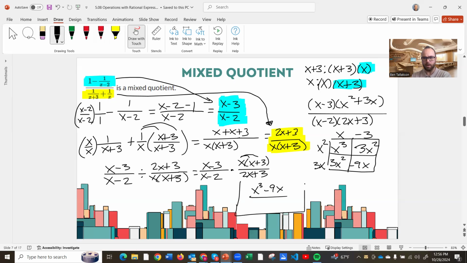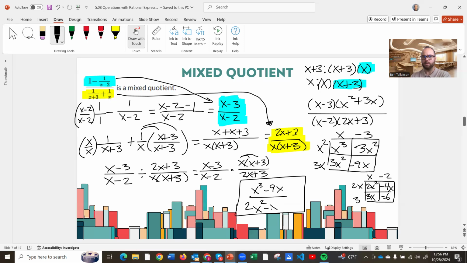Let's see what happens on bottom. We need to multiply this denominator. And we're running out of space, so we'll use a little box here. We have x minus 2 and 2x plus 3. Here we go. So we get 2x squared. 3 minus 4, well, that's -1. And then we have our minus 6. That is our most simplified answer. Doesn't look too simple, does it? But that is it.